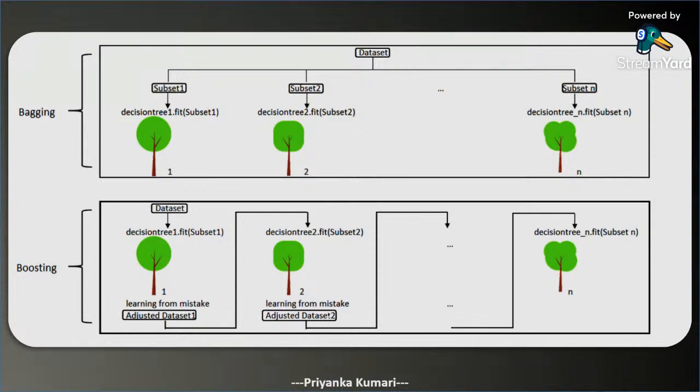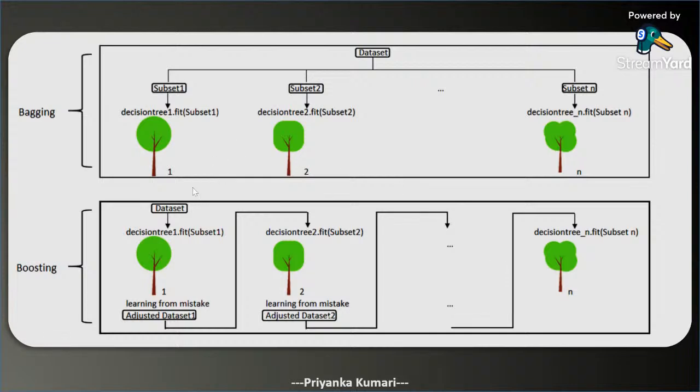But in boosting, as you can see, the whole data set is passed to a single decision tree, and after it learns from the mistakes the data set is adjusted and then passed to the next decision tree. The same process is repeated until the nth decision tree, as you can see over here, where we get the highest accuracy.